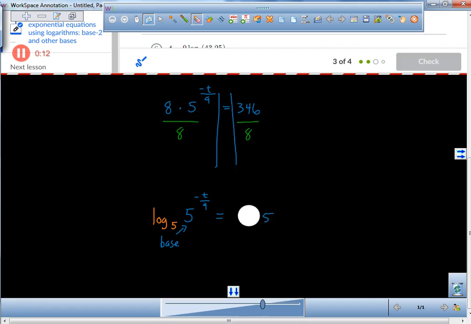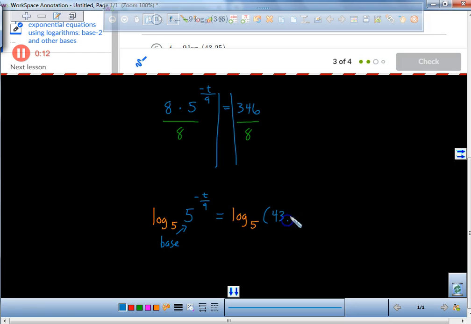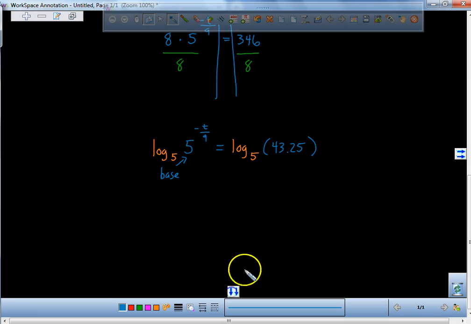So I'm going to erase this and give it a little bit more room. I'm going to write log 5, and then in parentheses I'm going to put 43.25. In parentheses, and here's what happens. This log base 5, when you have the same base, these basically just become 1, and you're able to drop down that negative t over 9 equals log base 5 of 43.25.